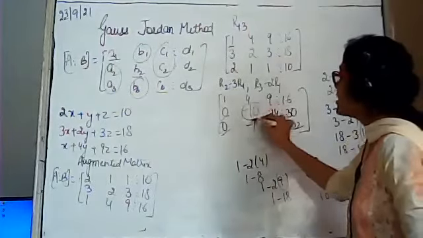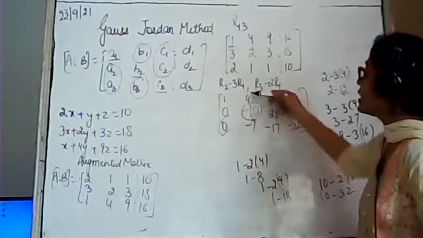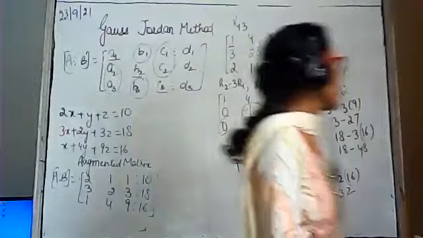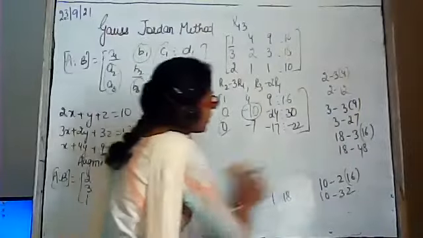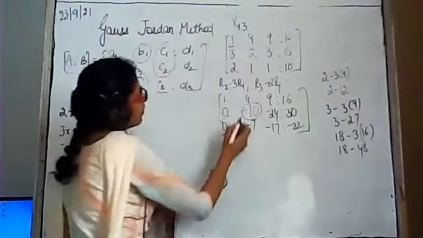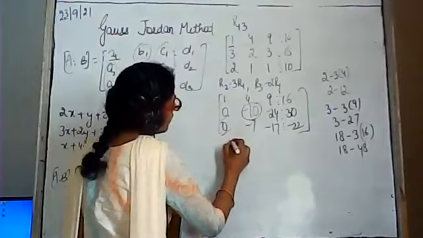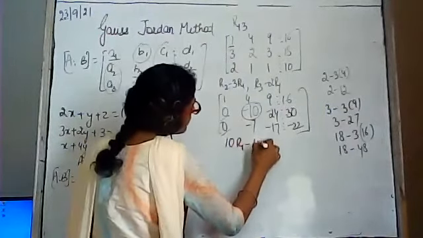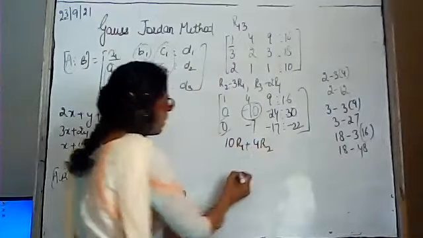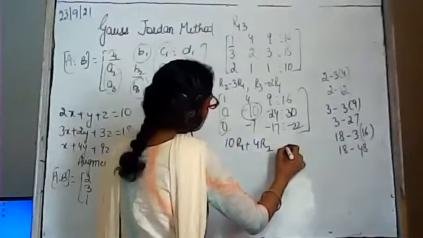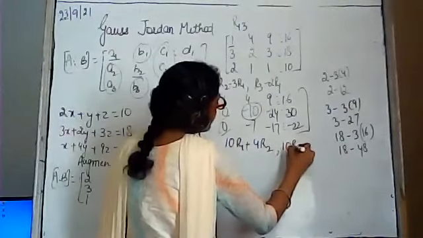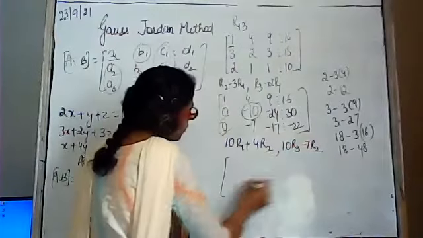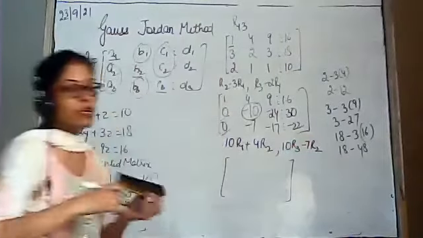Now we are to keep this element as it is and we are to make these two elements 0 using row number R2. अब इसको बेटा 0 बनाना हमने, इसको 0 बनाने के लिए क्या करेंगे? This is 10 times R1 plus 4 times R2. Similarly, 10 times R3 minus 7 times R2. ये निकालो जल्दी से वैल्यूज और मुझे बताओ इसका क्या आंसर आता है.